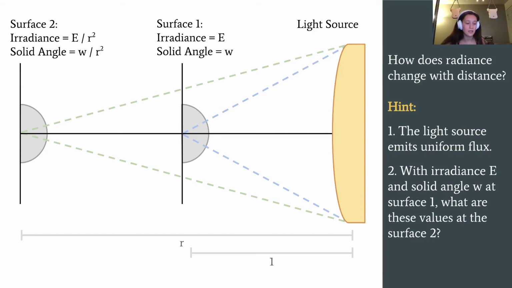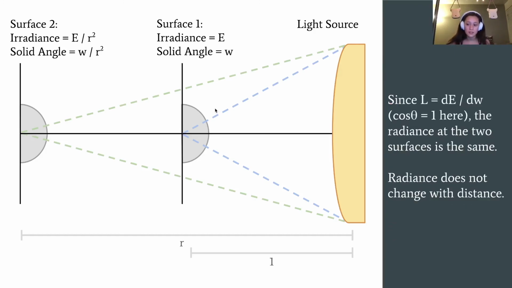So both irradiance and solid angle are going to decrease proportionally with distance. And because they both are decreasing, the radiance is going to stay the same. It's not going to change with distance.